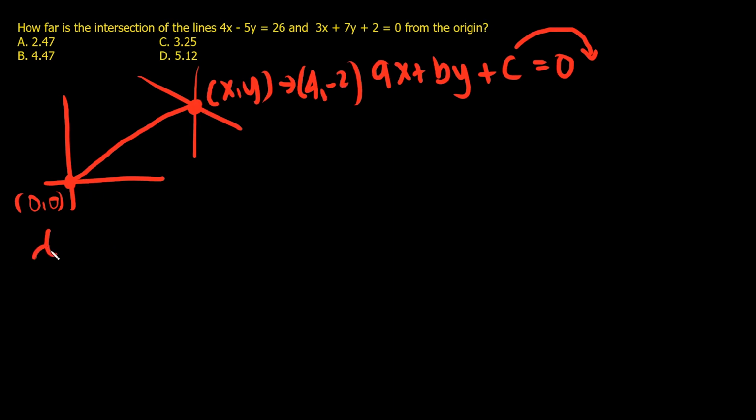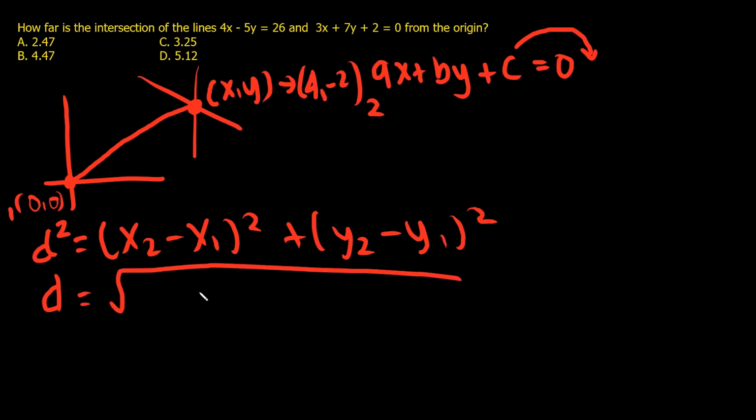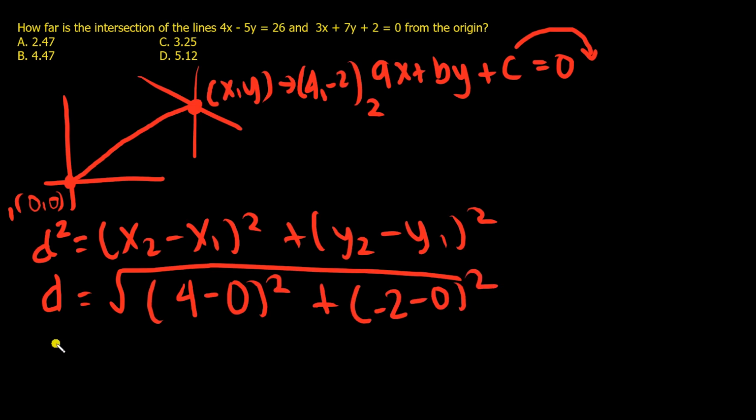Tama? So, ang distance formula is d squared is equal to x sub 2 minus x sub 1 squared plus y sub 2 minus y sub 1 squared. So, let's say, mao ni si point 2, mao ni si point 1. So, distance is equal to square root of 4 minus 0 squared plus negative 2 minus 0 squared. So, solving for that, you have distance is equal to 4.47.